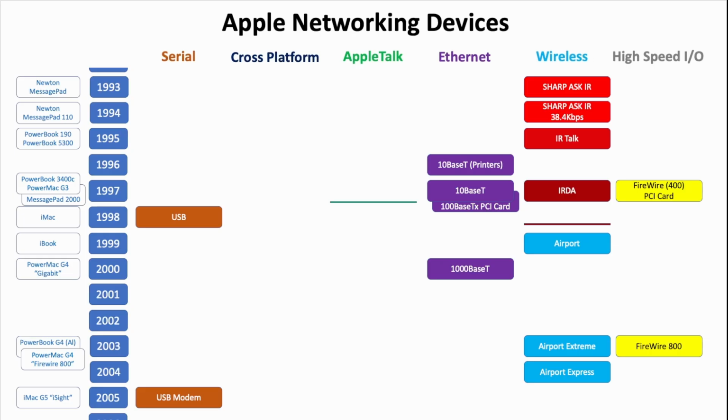Interestingly, in 2005, we see that modems had been removed from the entire Apple product range, with the iMac G5 iSight no longer having a modem, requiring Apple to have a separate USB modem dongle for those people that still wanted a modem because they weren't built in anymore.